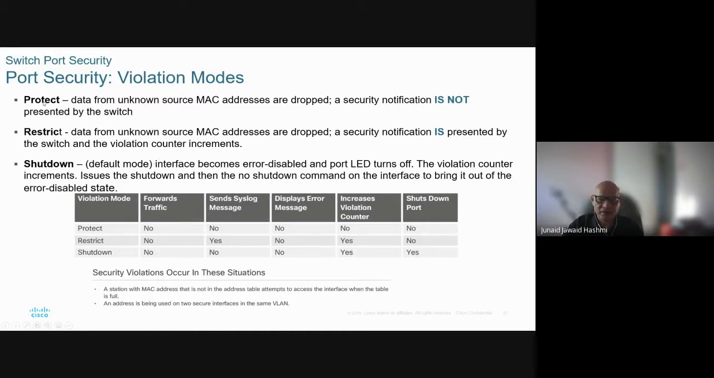Unless you configured protect or restrict, the default mode will be shut down. So the port will just be shut down. And then, so this is like notification. Then the user will complain that whoever is connected to that port, "I don't have access to the network." Okay, and then you can find out whether the port is shut down because of the security violation, or if there's some other reason.